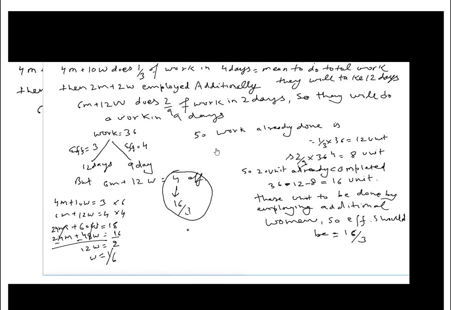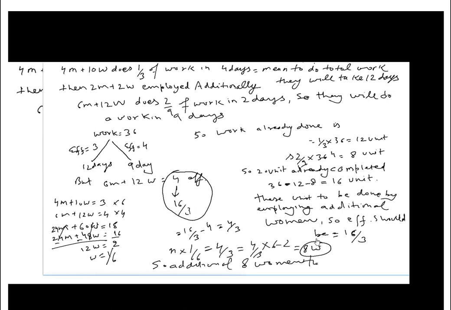And efficiency should be increased by 16 by 3 minus 4. So efficiency should increase by 4 by 3, and this should increase by n number of women who have efficiency of 1 by 6 is equal to 4 by 3. So 8 more women should join the work so that efficiency will increase from 4 to 16 by 3 and the work will be completed within 3 days.